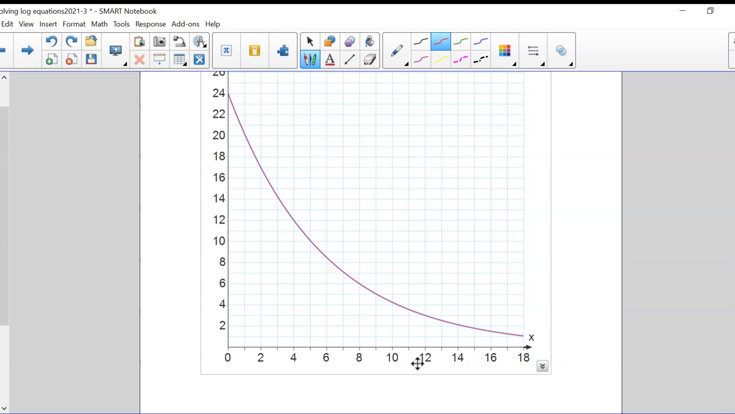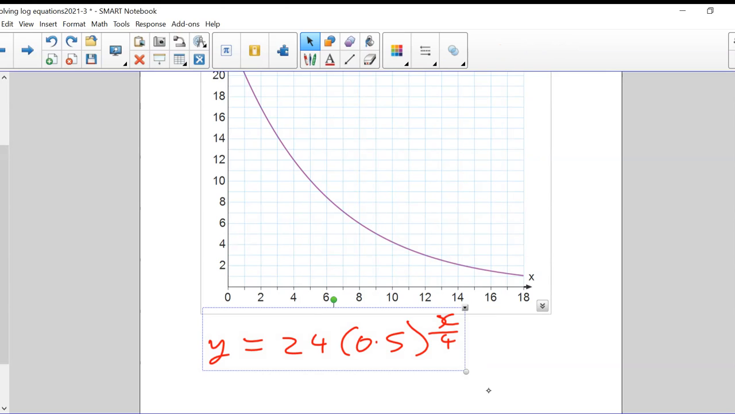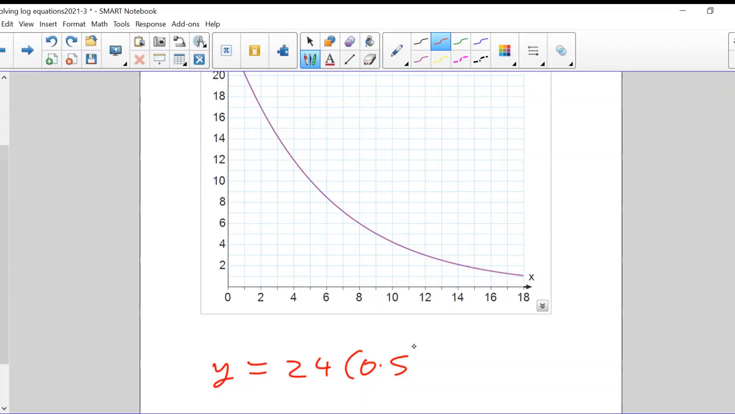So 24, 0.5, so write that down. So y equals 24, 0.5 to the power of x over 4, he says. That's an exponent, and it doesn't look like it. So let me try to make it look more like an exponent. Give me 1 second here. Bring that down, and then just kind of erase that a little bit. Didn't mean to erase the whole thing.